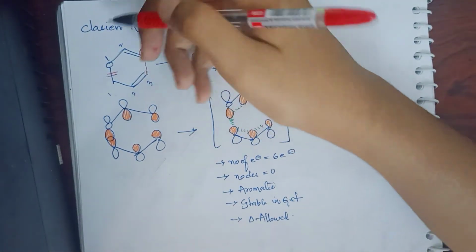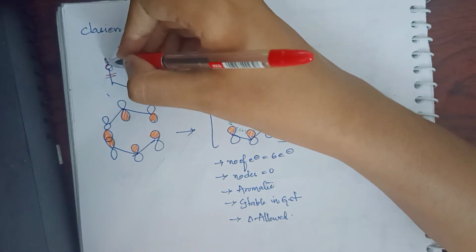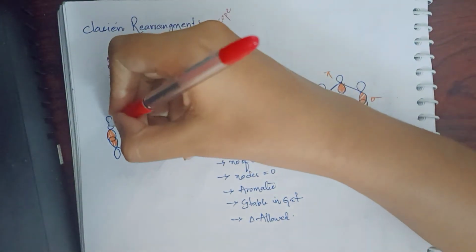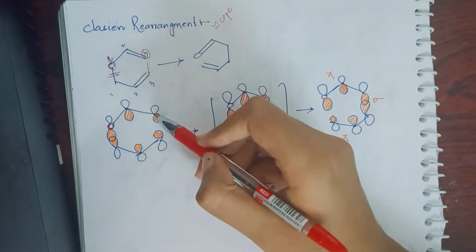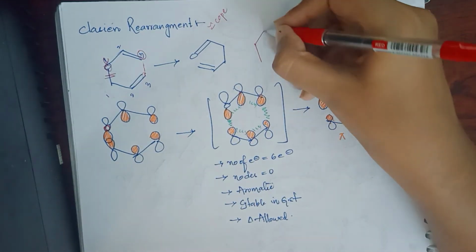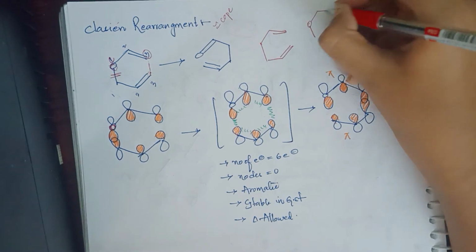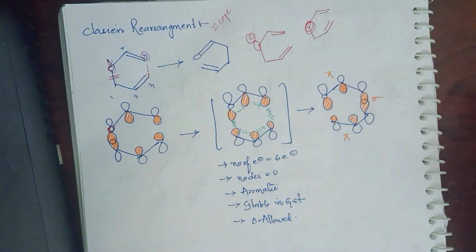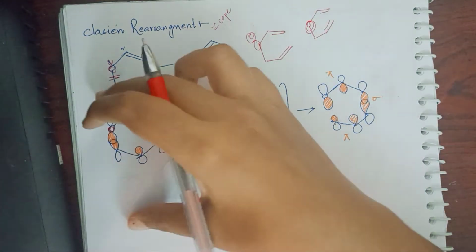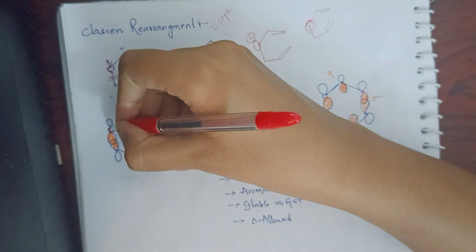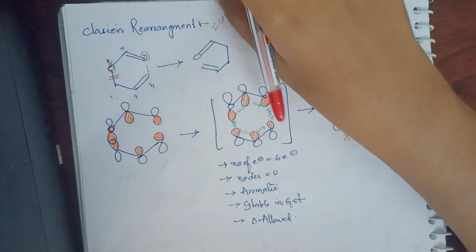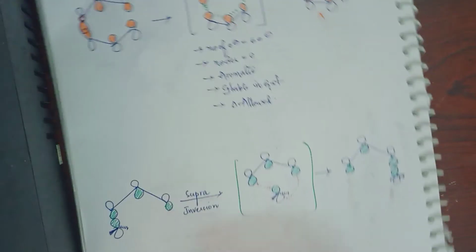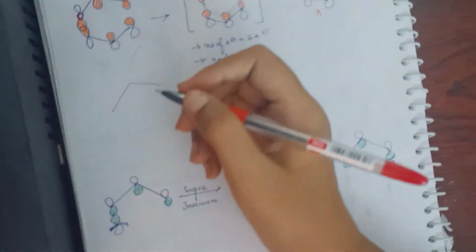Only one difference is there: in Cope rearrangement you will have a carbon here, whereas in Claisen you will have an oxygen. Only that is the difference. See, here I am taking oxygen, here carbon. In Cope you will have this type of reaction, whereas in Claisen you will have this type. The mechanism is the same. So instead of imagining it as a new reaction, just imagine it as a Cope only, but with an oxygen. Now how to draw this is the same as I explained for the previous one.